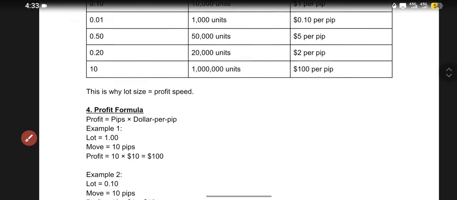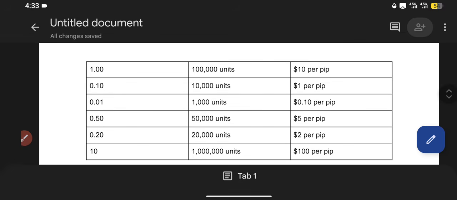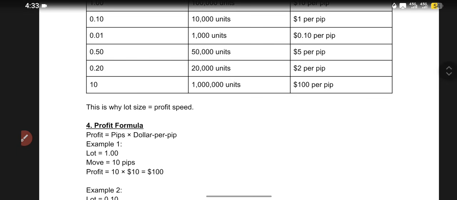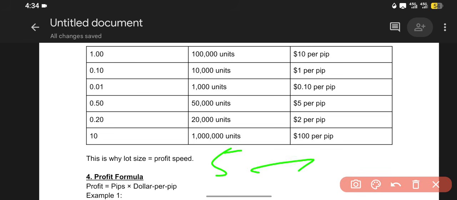Now, this is why lot size is equal to profit speed. The bigger your lot size, the more profit you make, and the bigger your lot size, the more losses you make. It's like buying rice at a price of, let's say, 5 cedis, then all of a sudden the price moves to, let's say, 20 cedis. Now you are making a profit of 15 cedis. That is how the forex market works.